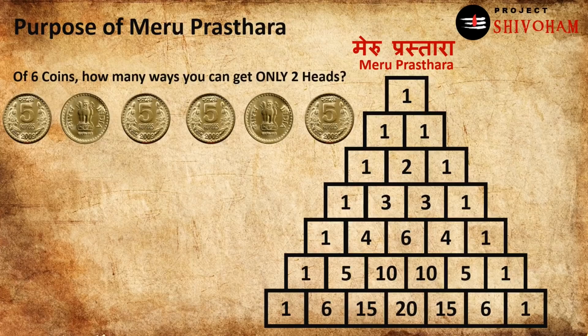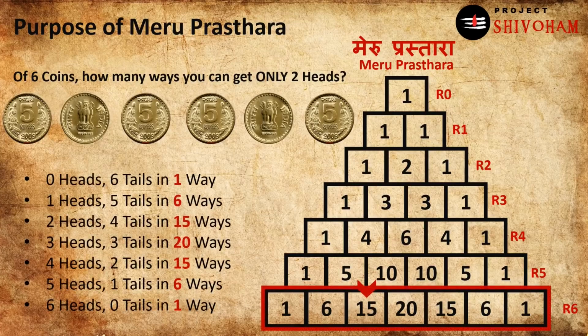We can just write it down. We can just look up this Meru Prasthara table to solve this problem. We have 6 coins, so we have to go to row number 6, R6, and then the first box represents 0 heads and 6 tails. That's in one way. You can have 0 heads and all tails in just one way, so that's 1. The second box says 6, so basically that is 1 head and 5 tails in 6 different ways. And the third one says 2 heads and 4 tails in 15 different ways. So the answer to the question is, it is in 15 different ways that we can get 2 heads and 4 tails. So basically Meru Prasthara is just a lookup table of numbers in terms of how can we play with different combinations.